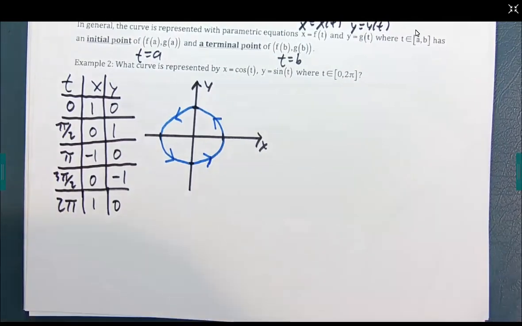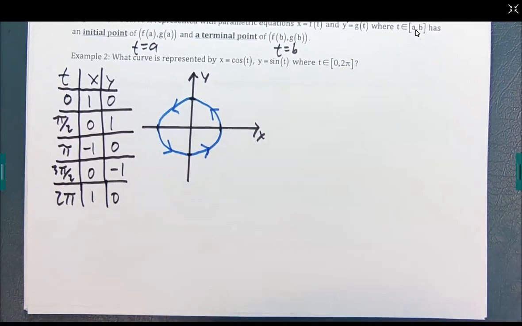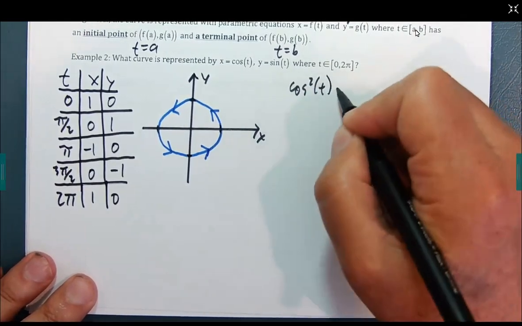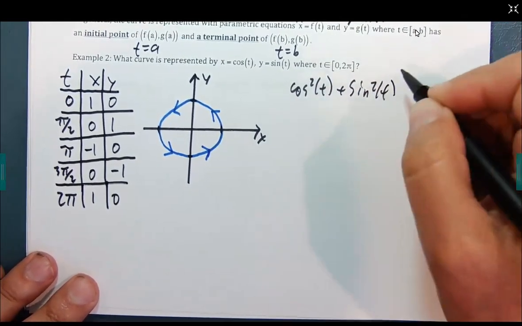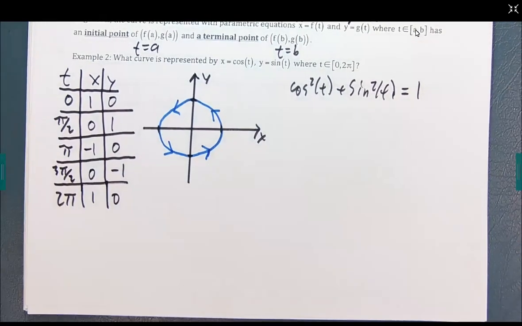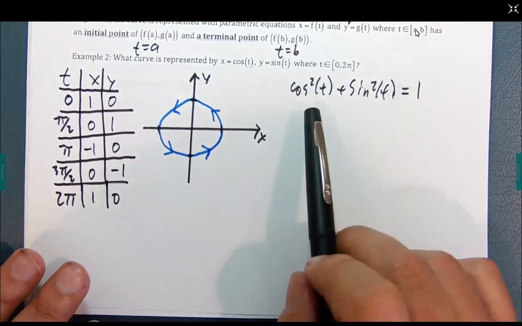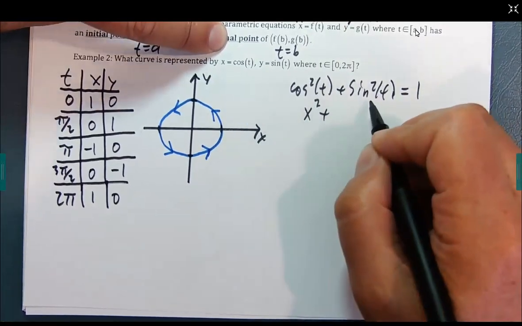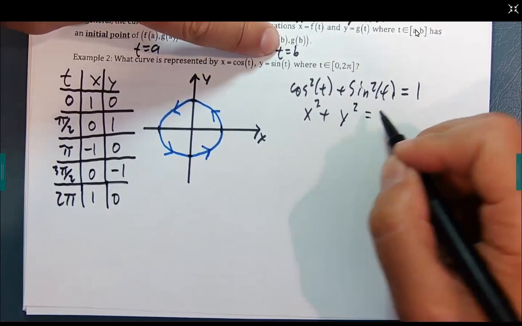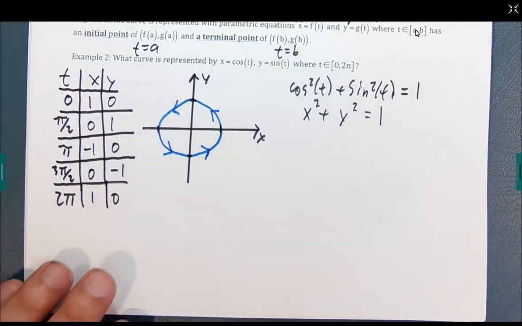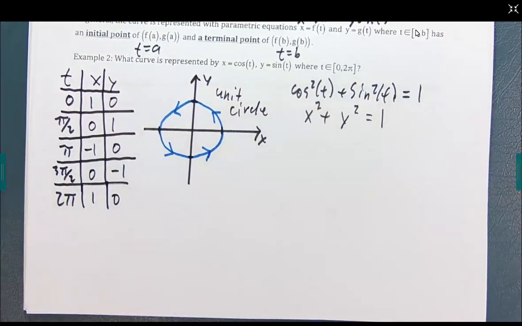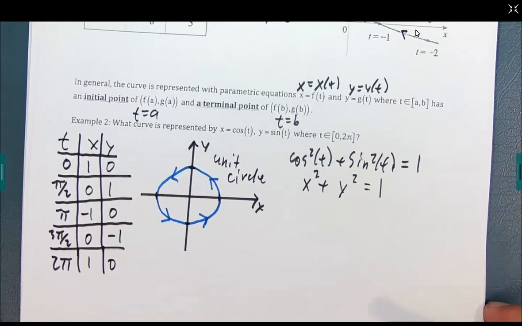So let's eliminate the parameter again, kind of like what we did up here with the parabola. And what I'm going to do is write cosine squared of t plus sine squared of t is equal to 1. We know this. However, cosine squared t is actually x squared. Sine squared t is y squared. And that still is going to equal 1. This is the unit circle. Kind of cool stuff. Let's move on to the next page.